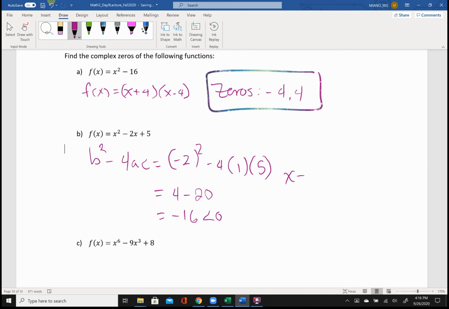Well, here's the quadratic formula. I already have the discriminant part figured out. So I just need to go opposite of b, which is 2, plus or minus the square root of negative 16, all over 2 times a, which is 2. Okay, so simplifying this all the way down, x will therefore be 1 plus or minus 2i. They usually have the solutions separate, so that means that the zeros are 1 plus 2i and 1 minus 2i.